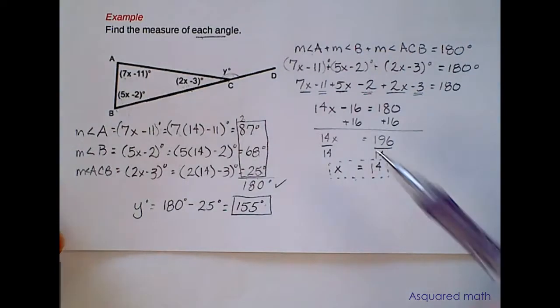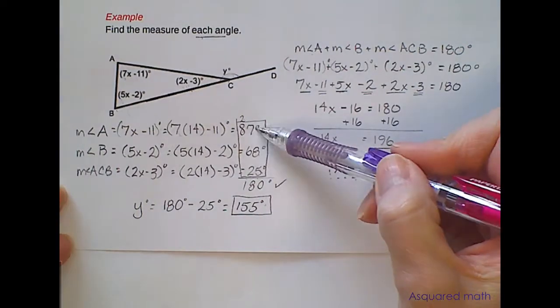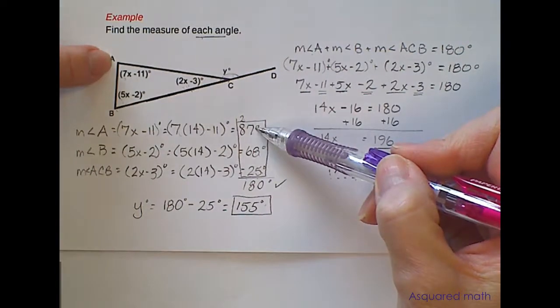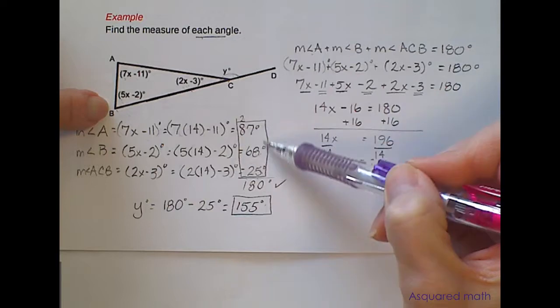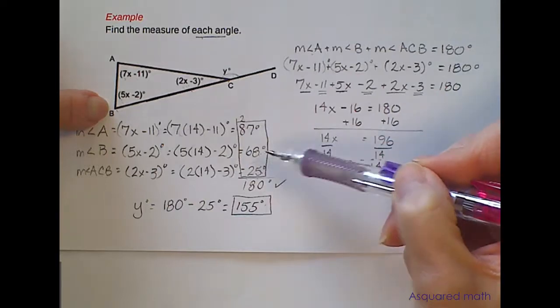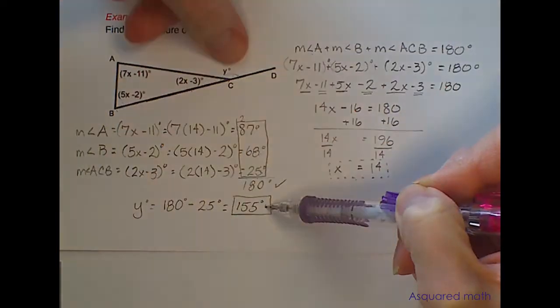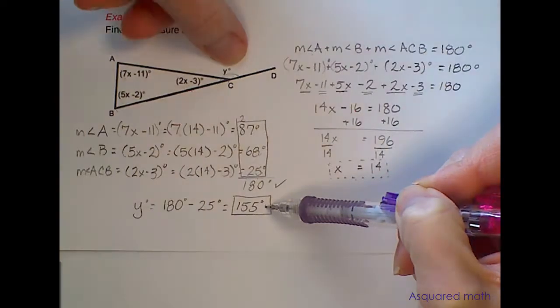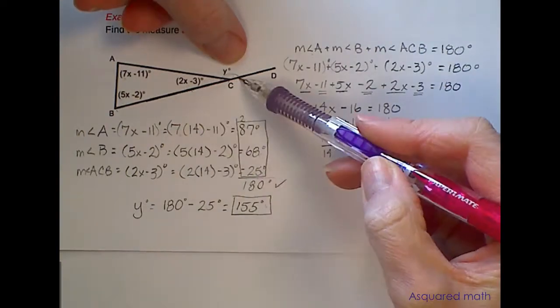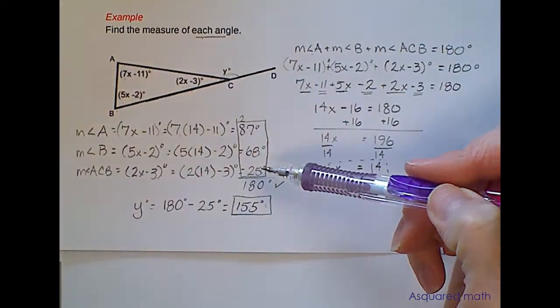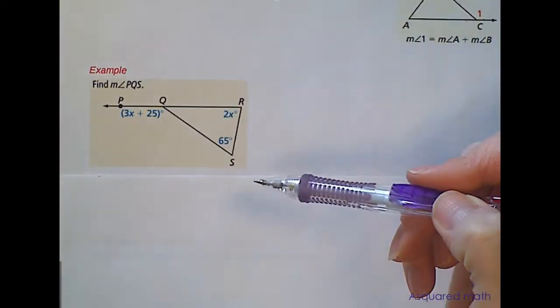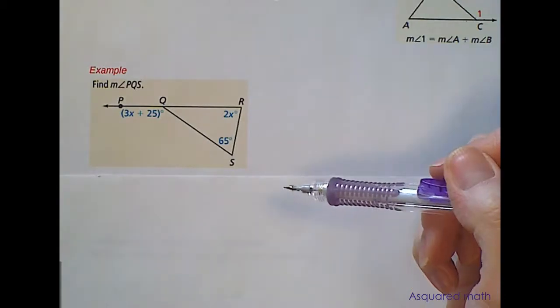If you take 87, which is angle A, plus 68, which was angle B, you get 155. 87 plus 68 is 155, and that happens to be what the measure of angle ACB was for our y measure. Let's go ahead and do another example with just the non-adjacent sides and that exterior angle measure.